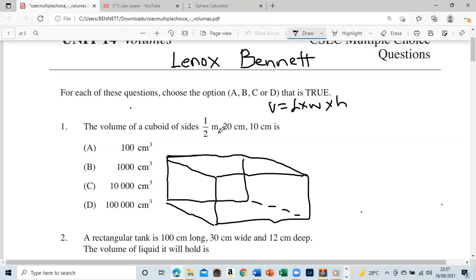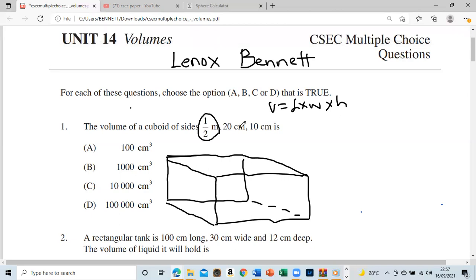But do you notice that they gave us this in half meter, and they gave us these in centimeter? So it's easier to convert half meter to centimeter than to convert these two to meter. So we're going to work with centimeter. Plus, the answer is in cm³. So convert it: 100 centimeters make 1 meter.